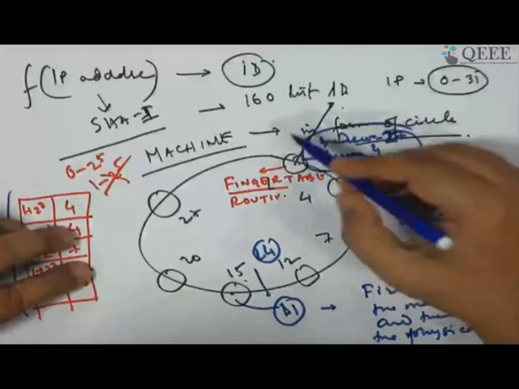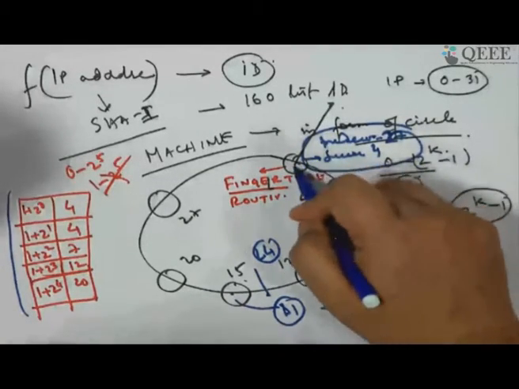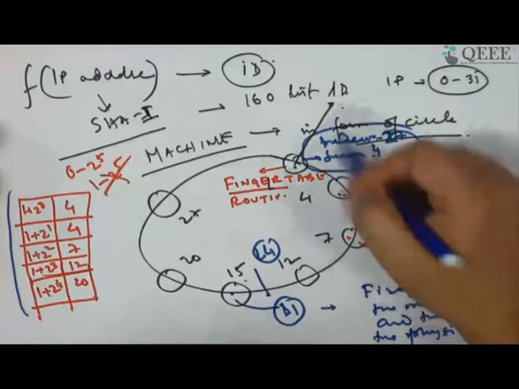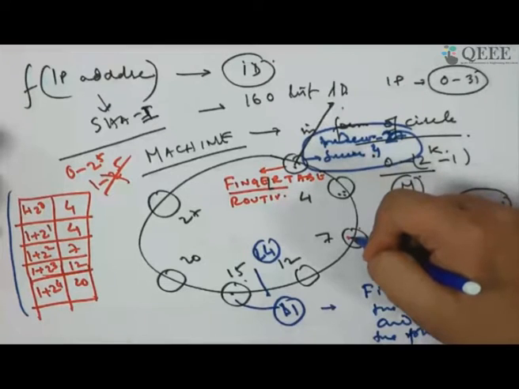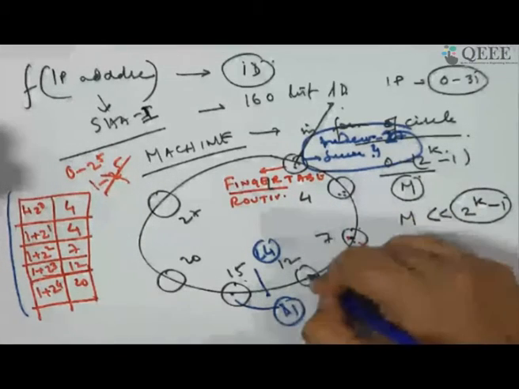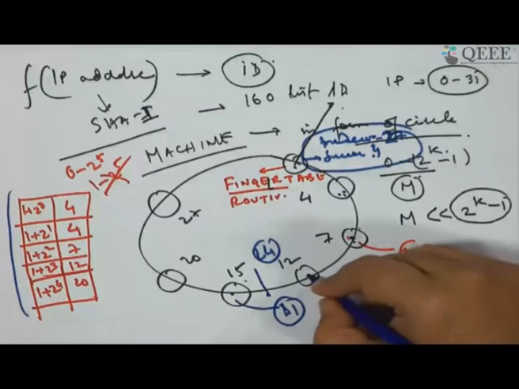Now with 14, I know 1, so I go to 1 and its successor is 4, so I go to 4. 4 has also this routing table whose successor is 7. Is 7 greater than 14 or less than 14? 7 is less than 14. So again I go to 7's successor, which is 12.